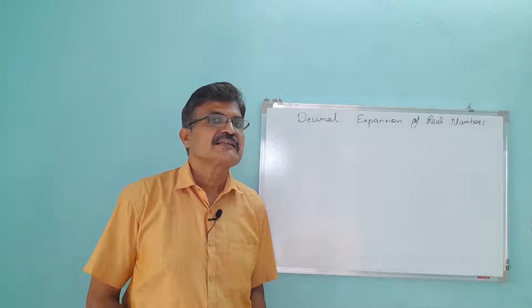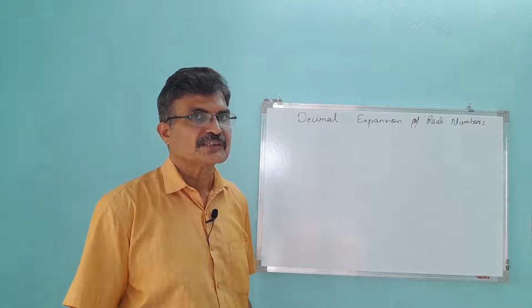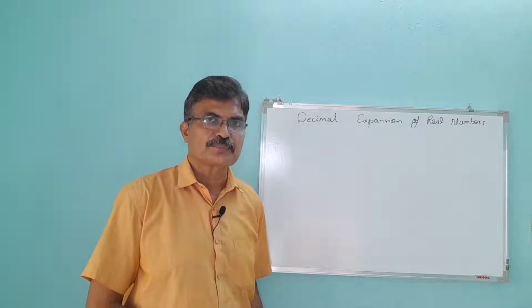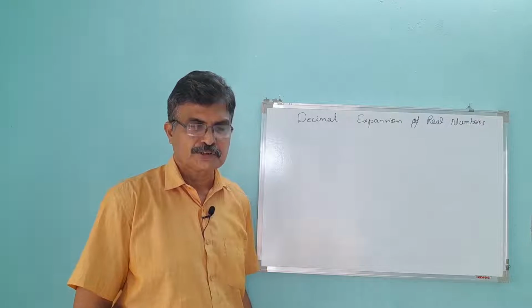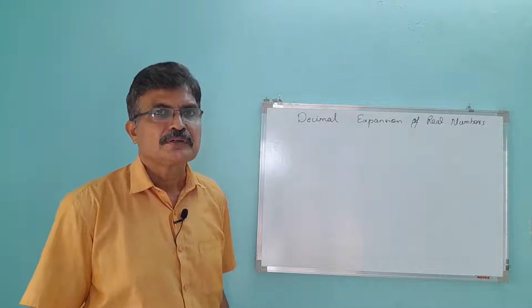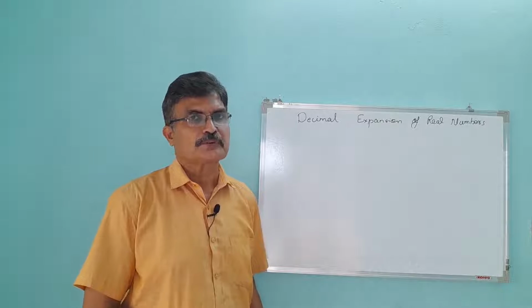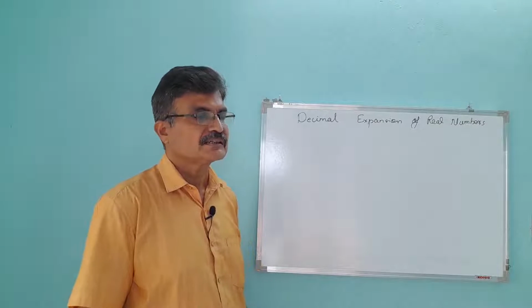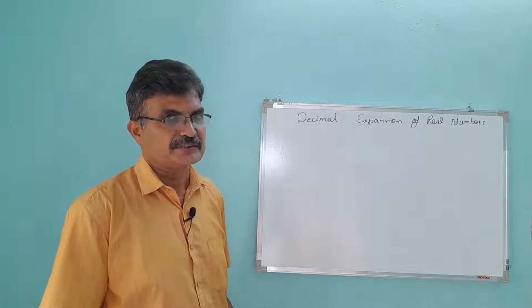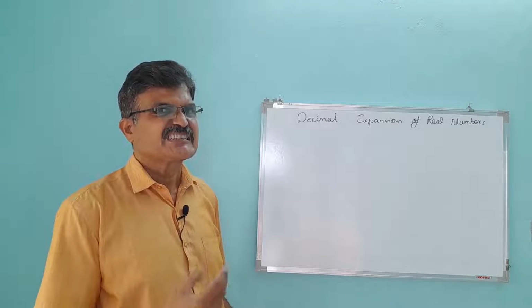Now first we take the rational numbers. As you know, rational numbers are numbers of the form p by q, where p and q are integers and q is not equal to 0. First we will take the decimal expansion of rational numbers. We just take 3 examples.